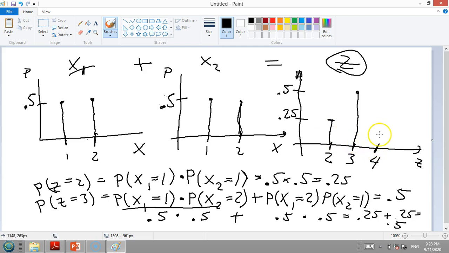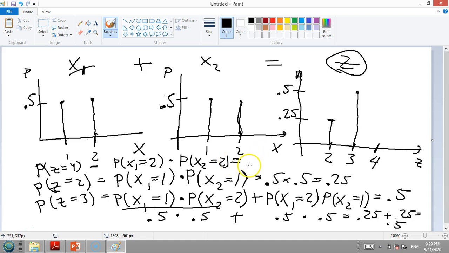Lastly, what about the 4? You can try and figure it out on your own. I don't have a lot of space here, but I'll write it here. Probability of z equals 4 is equal to probability that x1 is a 2 times probability that x2 is a 2. It can only happen one way. Both of these numbers, x1 and x2, have to be 2.